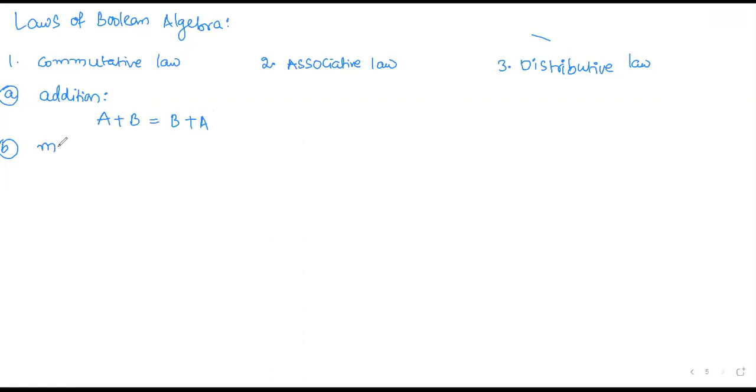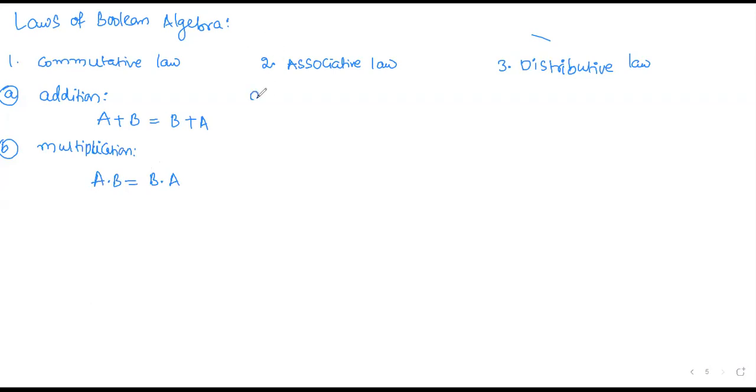Next, multiplication. A into B is equal to B into A. Both are the same. This is the commutative law. By interchanging the variables, if you do addition or multiplication, you will get the same result.